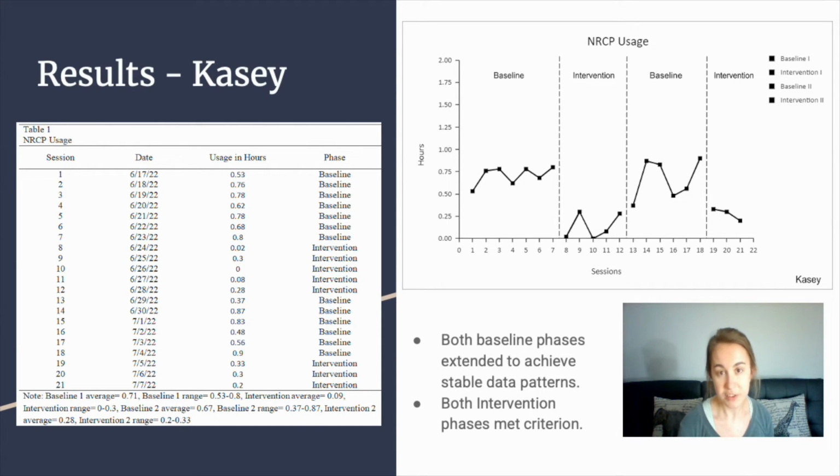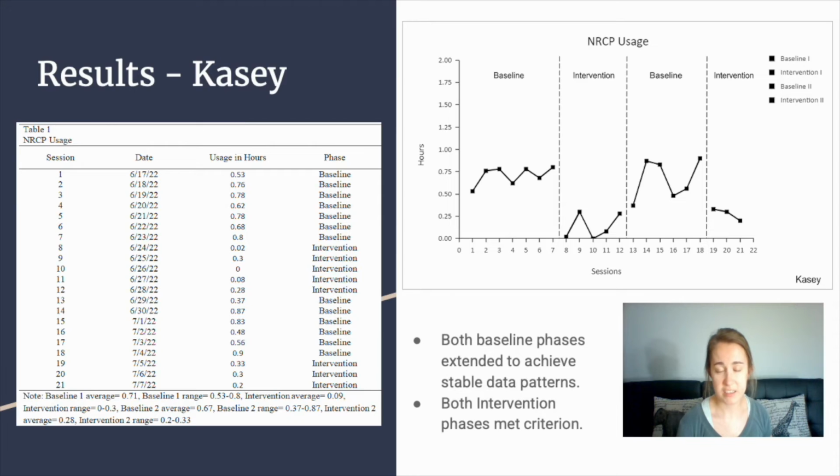And then after that, we entered our second baseline phase. You'll see that my second baseline was actually a lot more variable than my first baseline, and so I continued to take data there as well. I also extended that one past the 3 or 5 sessions that I had planned to do.